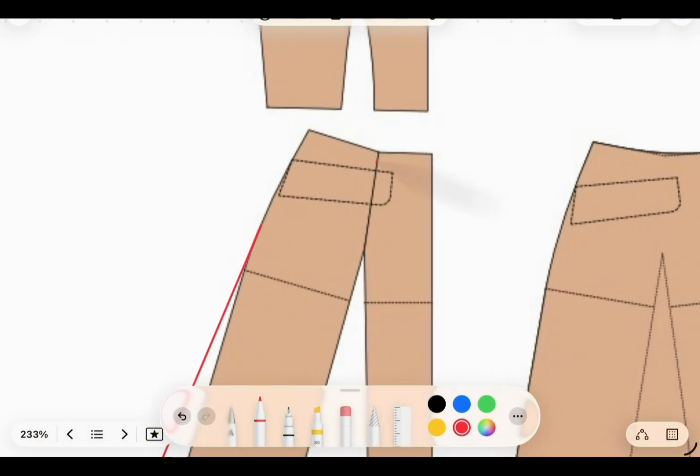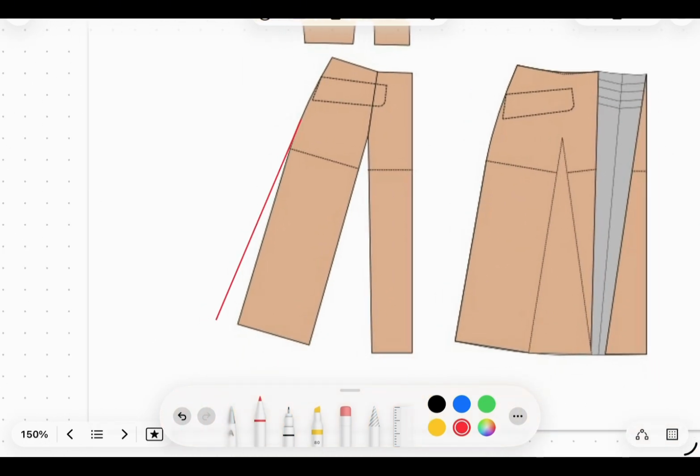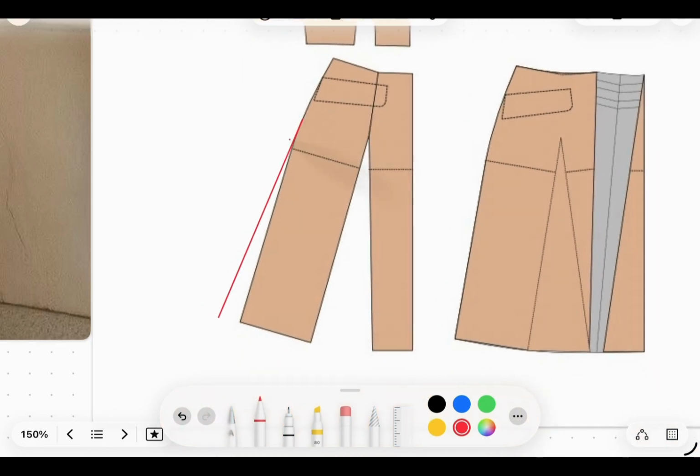So then I'll close the darts of the lower piece, right, and transfer that dart into the hemline. If you want it wider, of course you can add more flare to the side, right? And don't forget to mark out the flap, right?